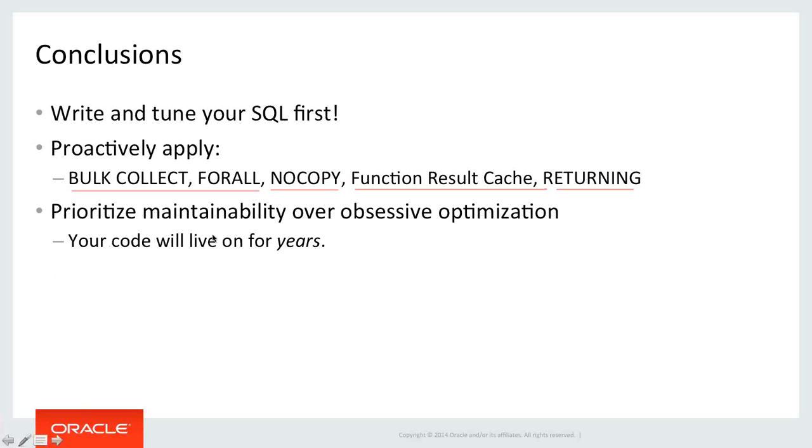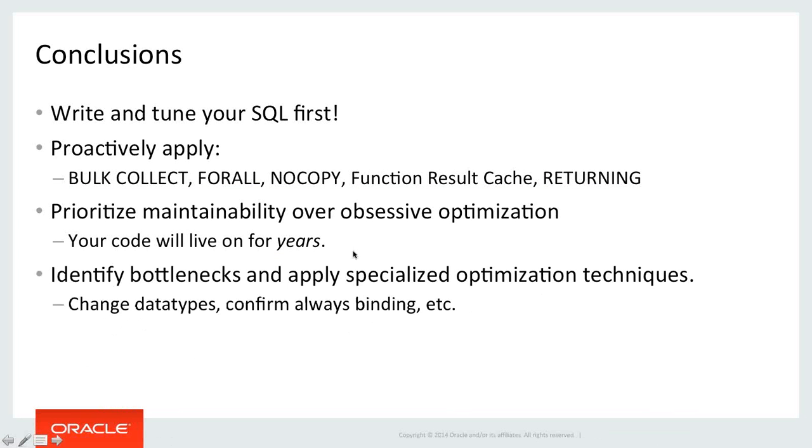Remember, your code will live on for years and years and years. You want to make sure that people working with your code 5 years from now don't have a nervous breakdown when they need to fix a bug or try to make it run faster. But identify those bottlenecks using DBMS HProf or DBMS Profiler, and then apply the more specialized optimization techniques as needed.